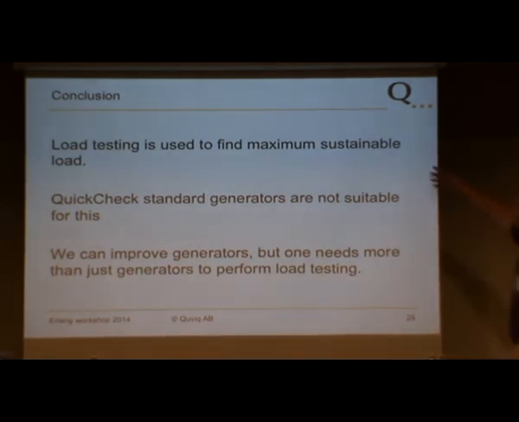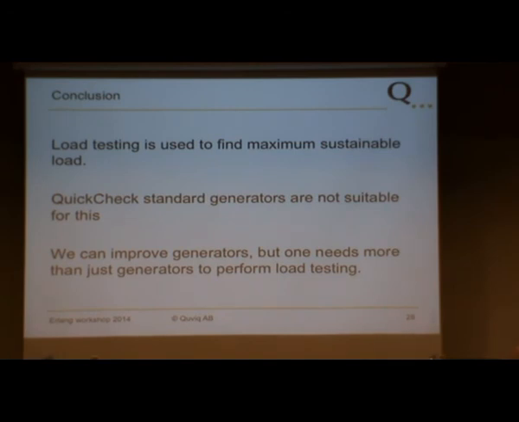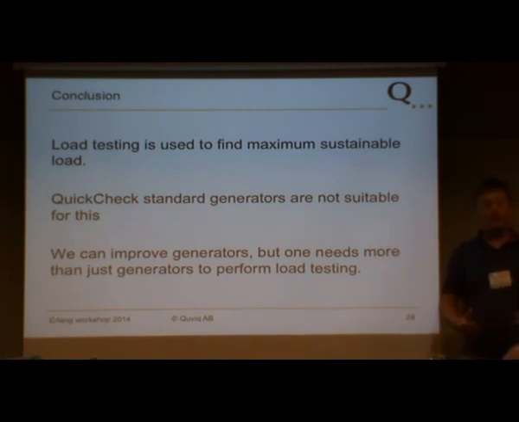Okay, rounding up. You use load testing to find the maximum sustainable load, sometimes also for finding errors. Standard QuickCheck generators are not very suitable for that, but with these improved generators, you could do much more, although you still need a load testing tool to actually do this timing thing and then do the other parts of the story. But at least those generators help you if you want to generate users for your system and make them shrink as well. That's my message.